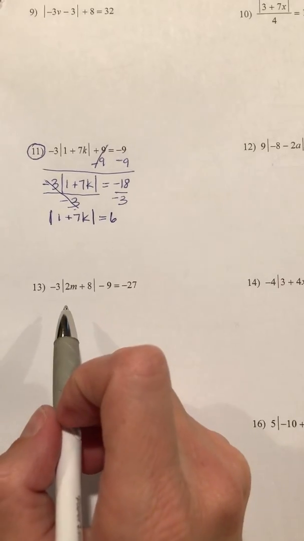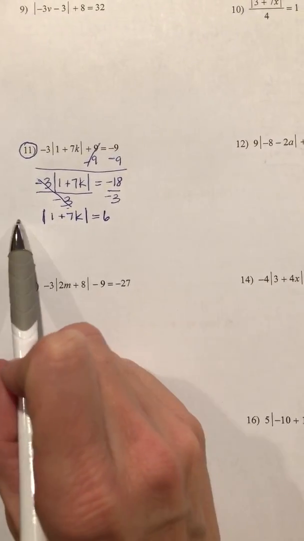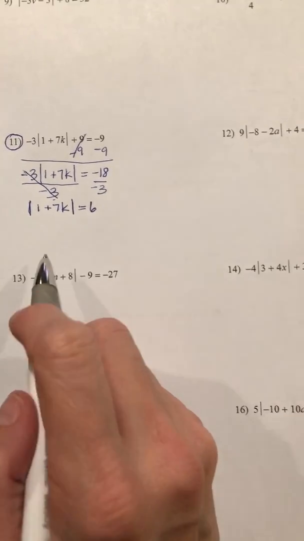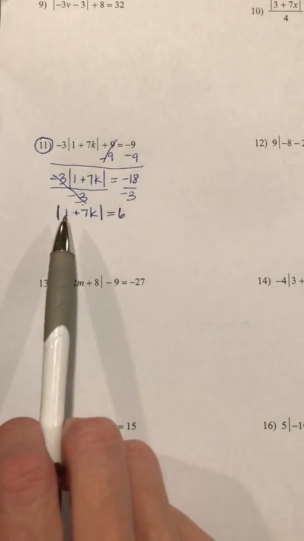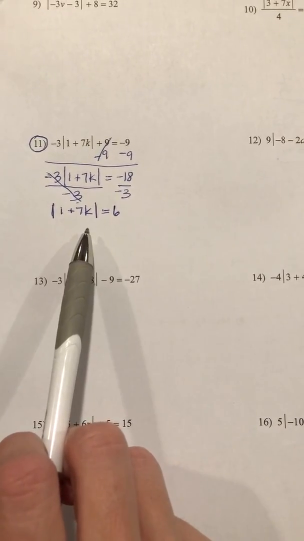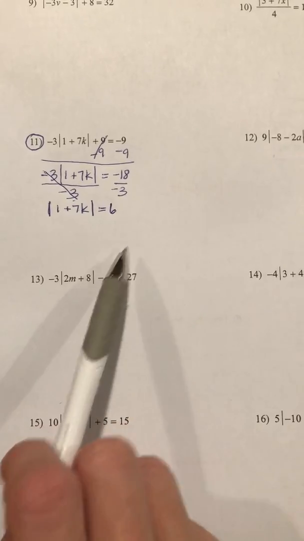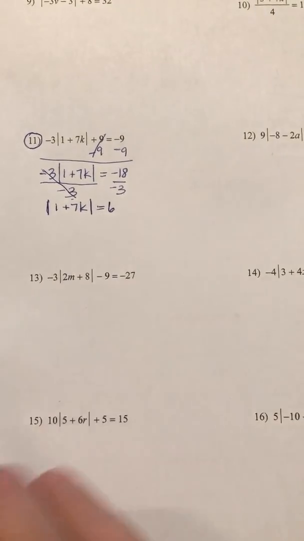So now that I have the absolute value isolated, it's all by itself, there's nothing in front, there's nothing behind. Now I'm ready to set up the two equations. So I will have 1 plus 7k equals 6, and then 1 plus 7k equals negative 6, because both 6 and negative 6 are 6 units away from 0.